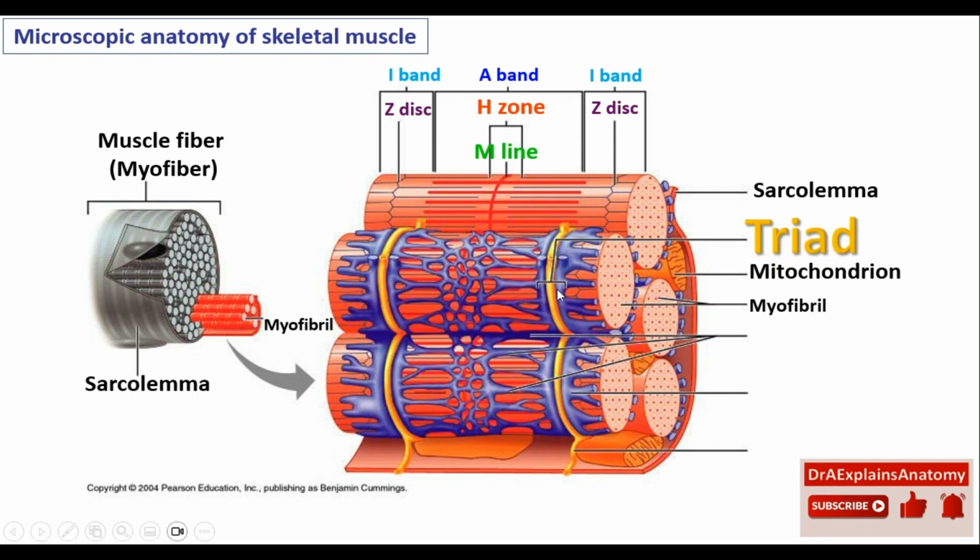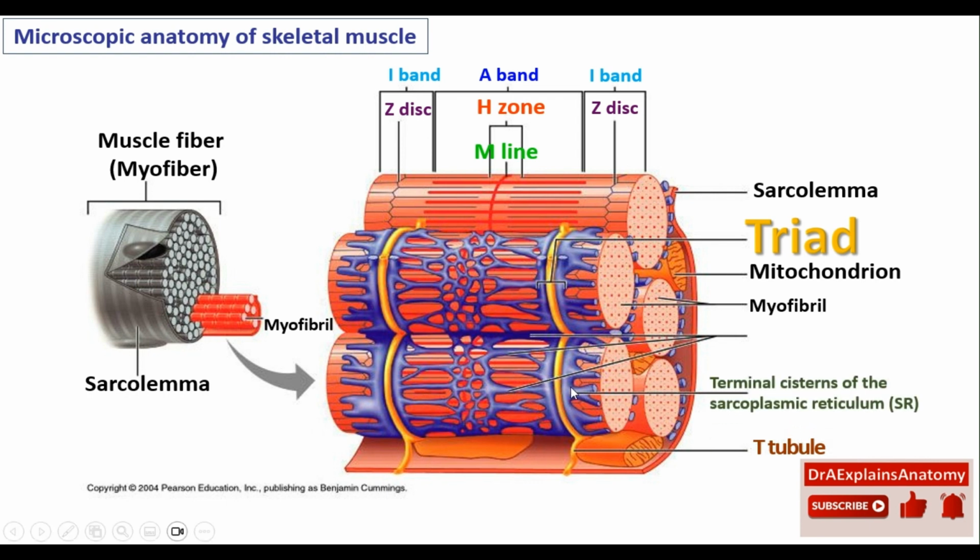Now moving to these three tubules, this is the triad. Tri from three tubules. In yellow, we have the T tubule. Notice how it is connected to the sarcolemma, the cell membrane, so that it can deliver the action potential rapidly to the interior of the muscle fiber.